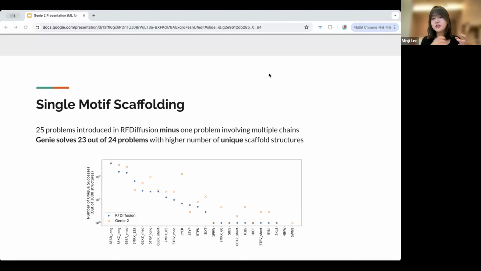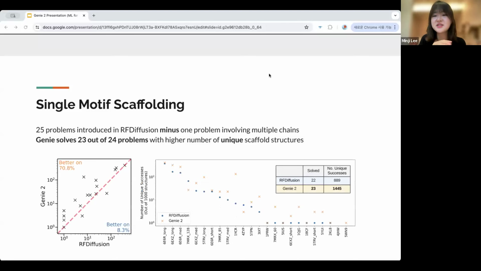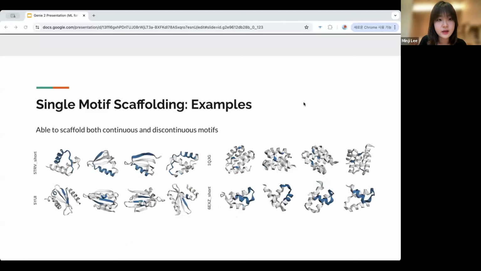The number of unique successes in the table would give a better feeling of the performance difference. And problem-wise, as you can see in the plot on the left, this means that in 70% of problems, Genie is generating a higher number of unique scaffold structures compared to RFdiffusion.